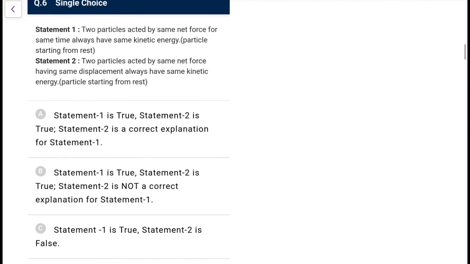Next one. Two particles acted by same net force. Okay, net force is same. For same time, always have the same kinetic energy. I think work done is F into X. So if force is same, X must be same, not the T.